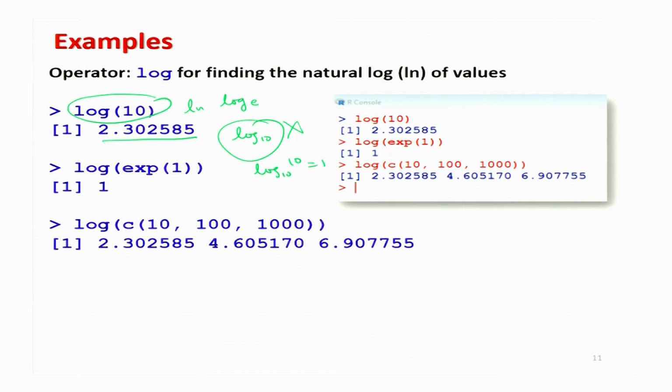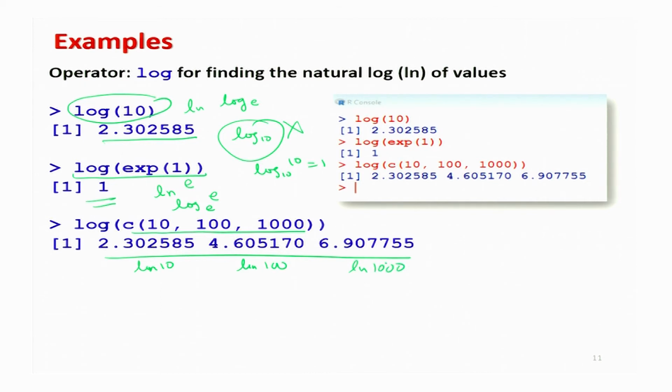And if you want to verify it here, you can find the log of exponential of 1, so this is something like ln of e, or log of e base e. So, this value will come out to be here 1. So, log is used for finding out the natural log values, and this operation is valid on the data vector also. So, if you write down log of c(10, 100, 1000), it will give you the values of log of 10, log of 100 and log of 1000.